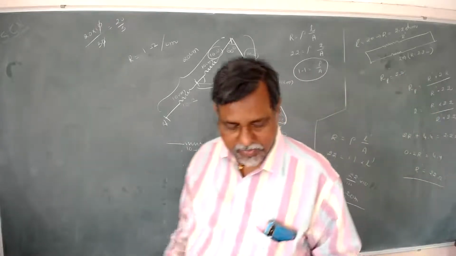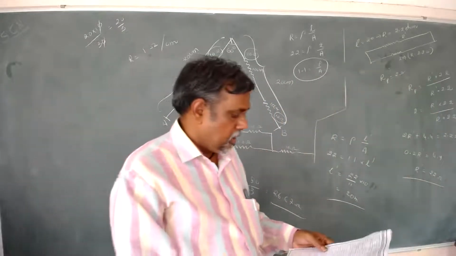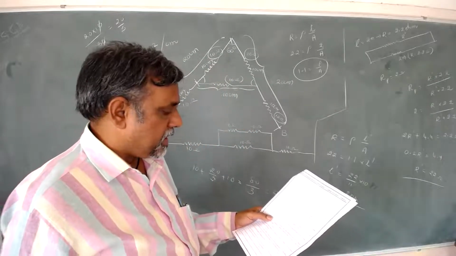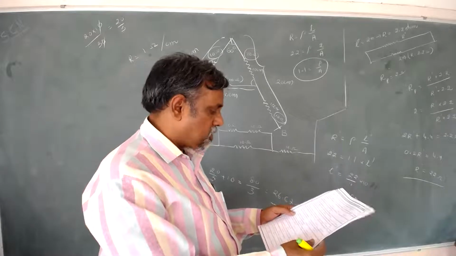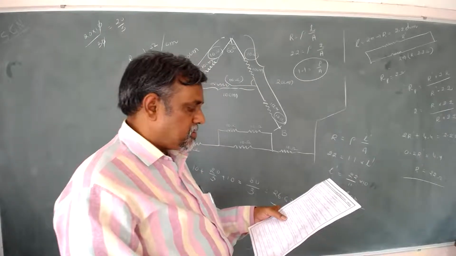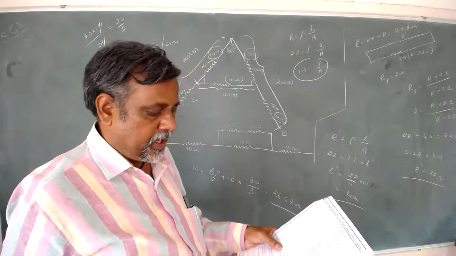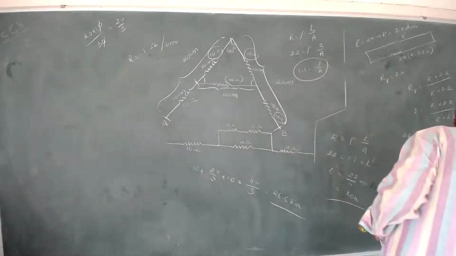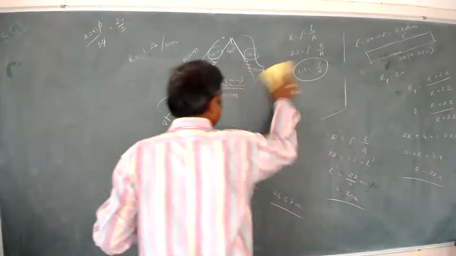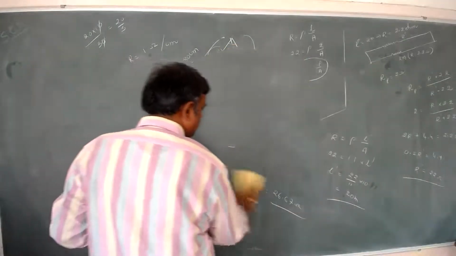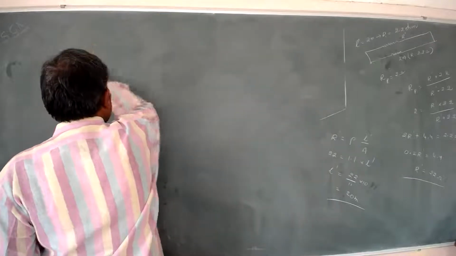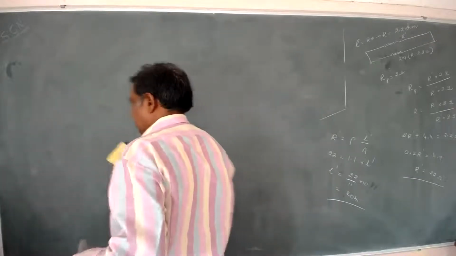Now, two resistors are in the ratio 1:4. If these are connected in parallel, their total resistance becomes 20 ohm. Find the value of each resistance. The total resistance becomes 20 ohm, and the two resistors are in the ratio 1:4.